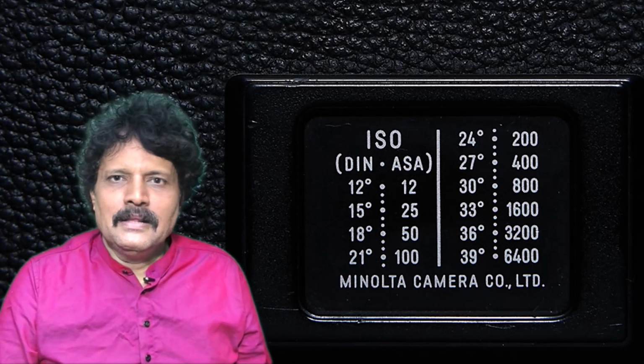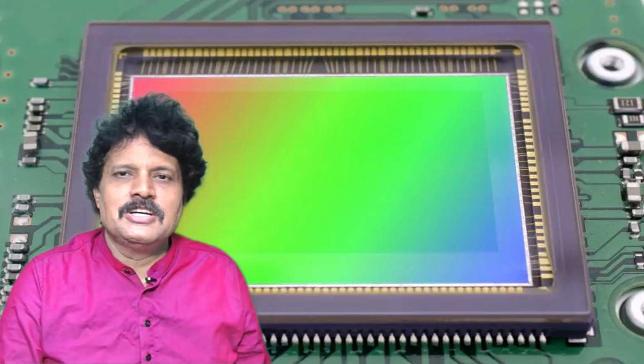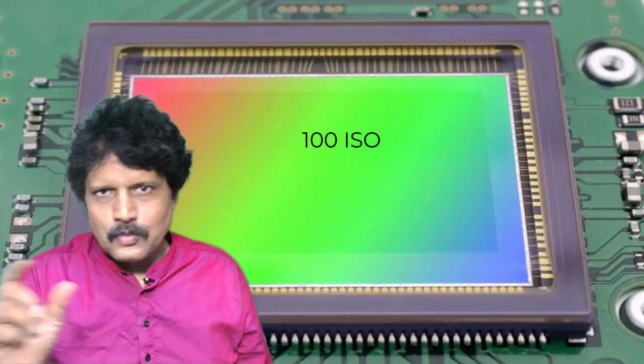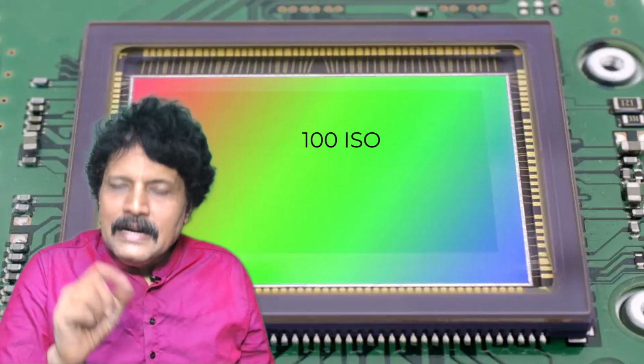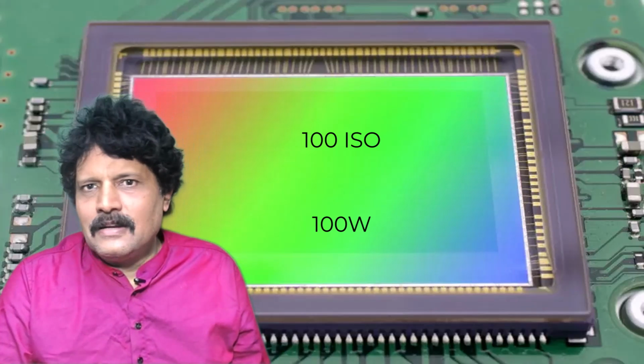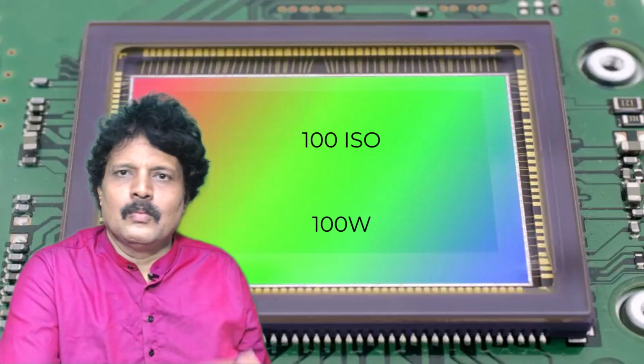Say, for example, if your camera has a sensitivity of 100 ISO, it is 21 DIN, then it requires 100 watts light to record the image or the white area correctly.